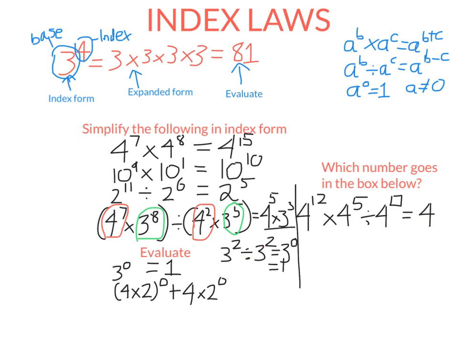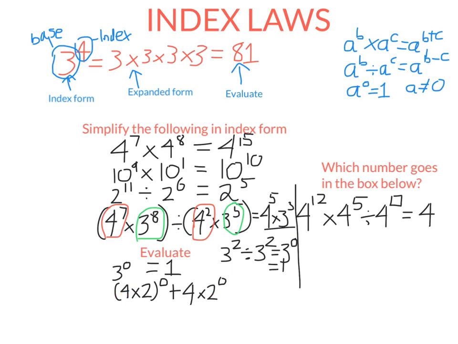So I could have used any numbers here. That's just a quick explanation as to why anything to the power of 0 is 1, as long as it's not 0. That's because anything that's not 0 divided by itself equals 1. So this one's a bit more tricky.